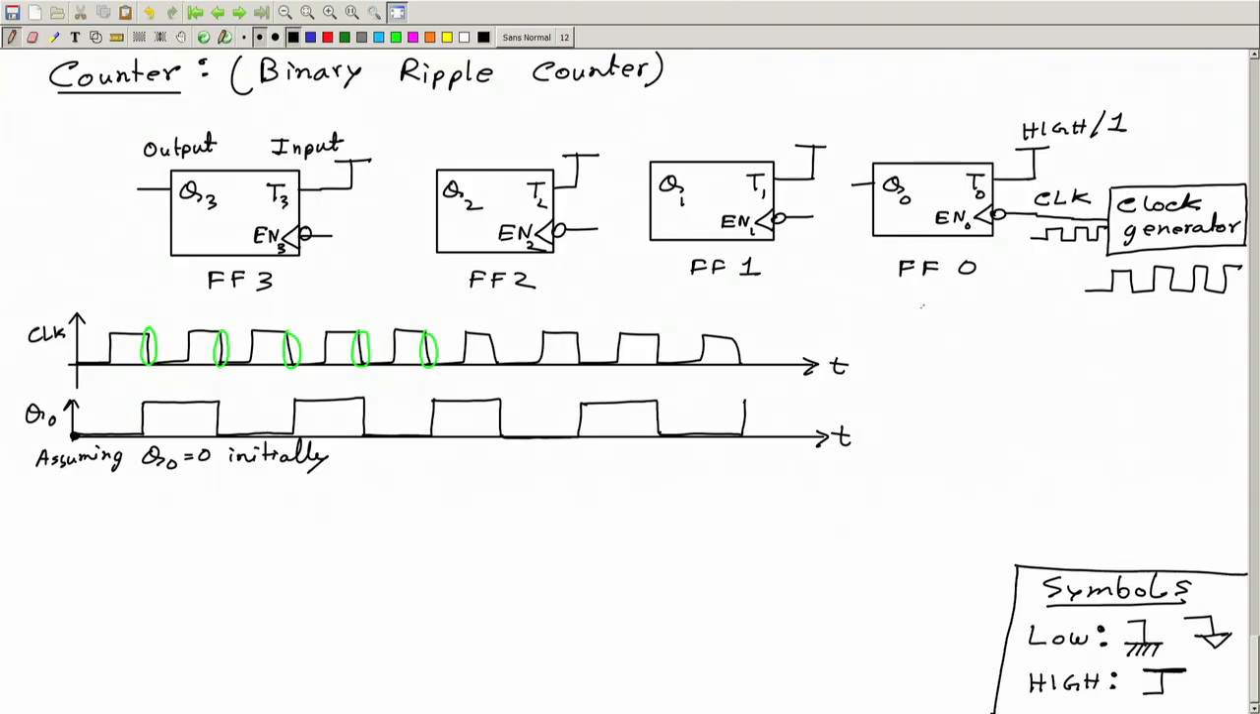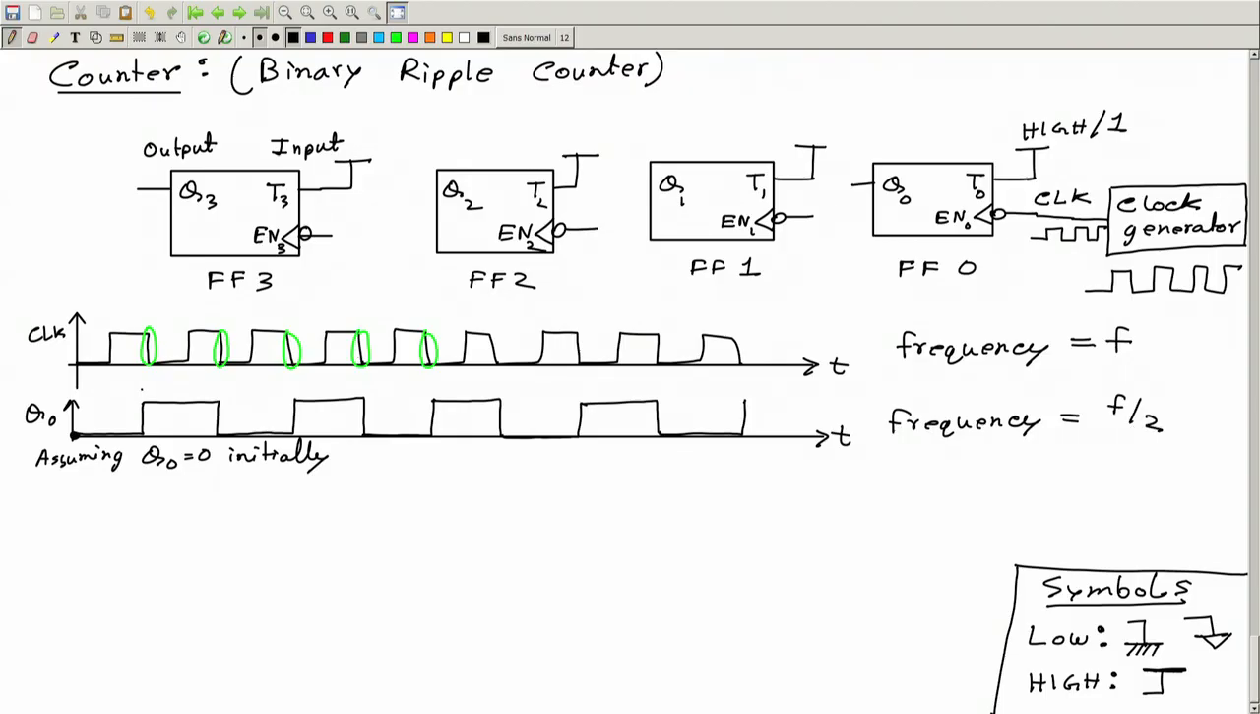So the question is, suppose the frequency of this clock signal is equal to say f. Then what is the frequency of Q0? You see, it is half of this frequency, f by 2.